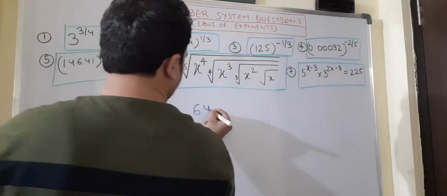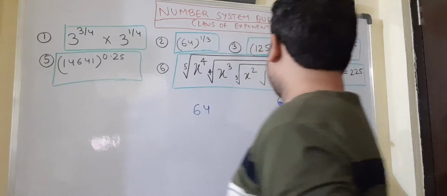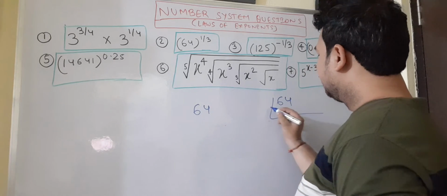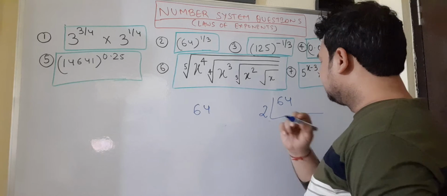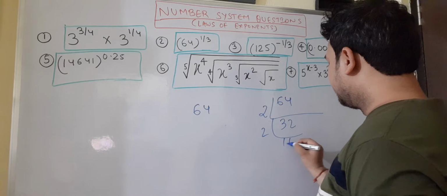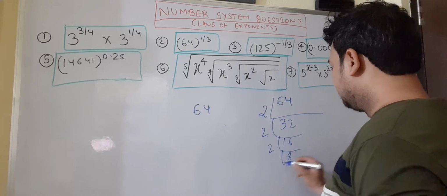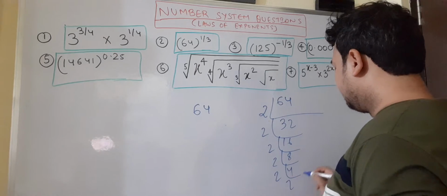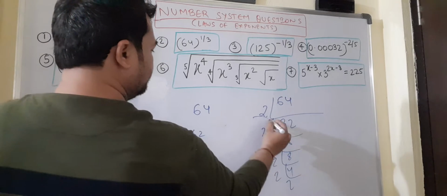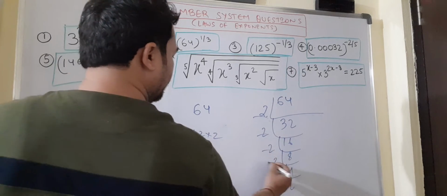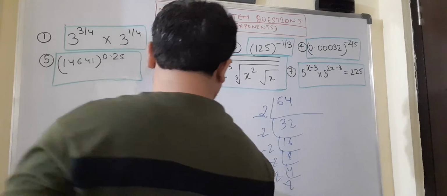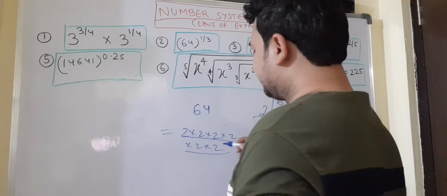We have 64. First do the prime factorization of 64 and let's see what prime numbers are hidden inside it. The unsplittable prime factors: 2 times 32, 2 times 16, 2 times 8, 2 times 4, 2 times 2. So 64 can be written as 2 into 2 into 2 into 2 into 2 into 2. So we have 6 twos.